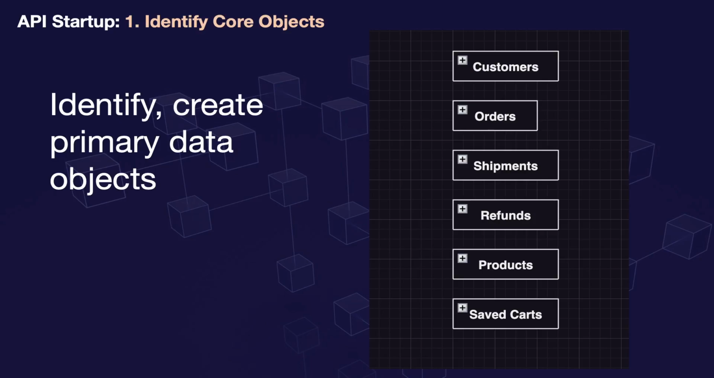And we begin by looking at objects in the domain of the app that you're developing. So for example, an e-commerce app, we have customers, orders, shipments, refunds, products. And remember, you're looking at high level here. We're going to go down deeper into the attributes of these later.